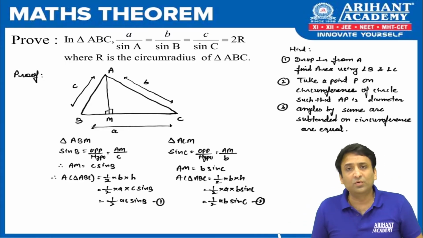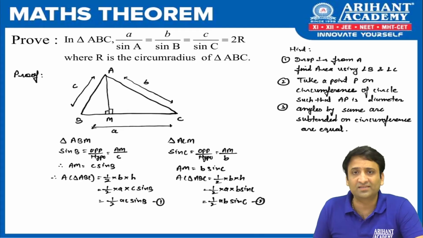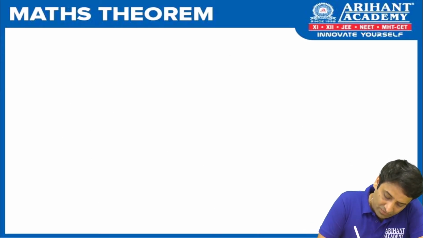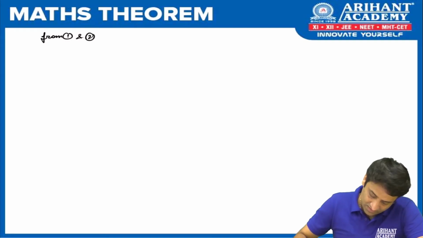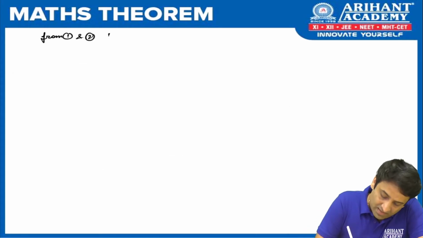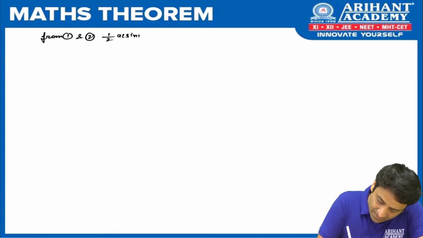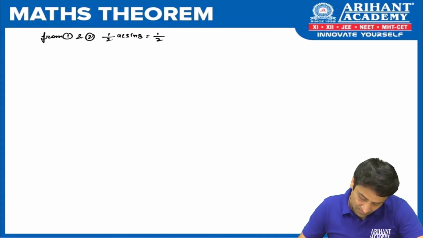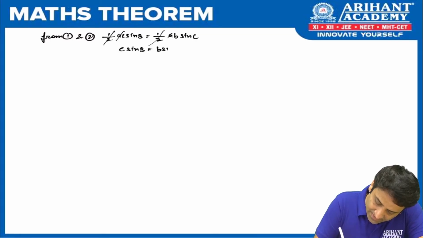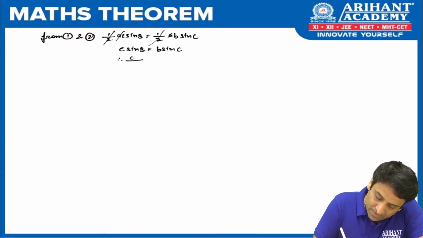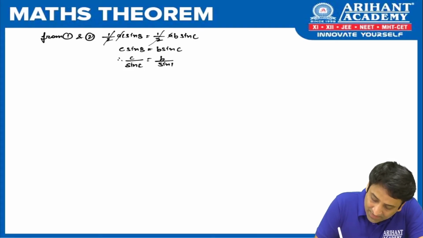Fine. Now what we do here is, can we equate 1 and 2 because both represent the same triangle? So from 1 and 2, can we say that half AC sine B is equal to half AB sine C? So here half gets cancelled, A gets cancelled, we get C sine B is equal to B sine C, and if I arrange it, am I not going to get C upon sine C upon B upon sine B?